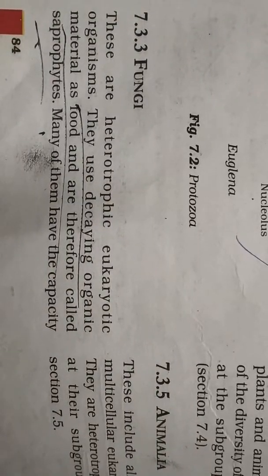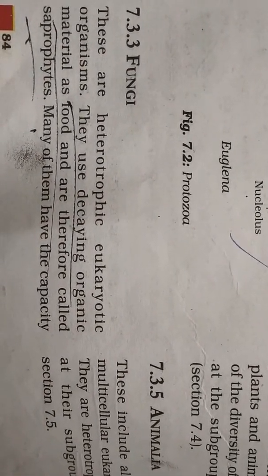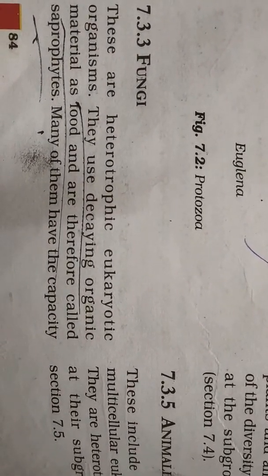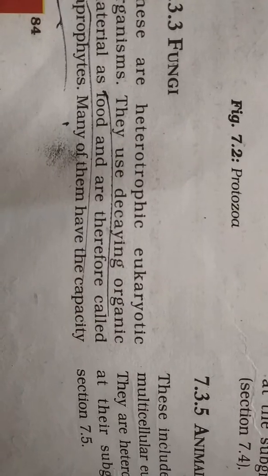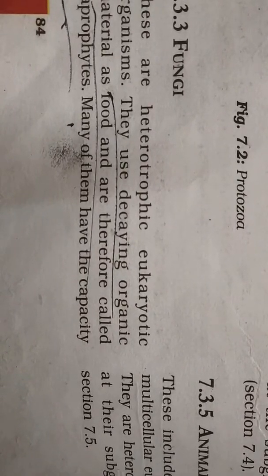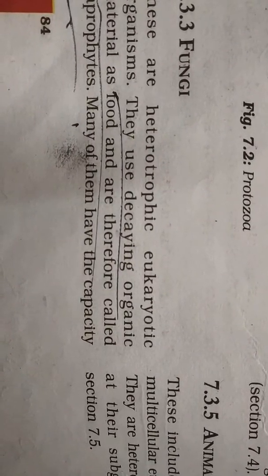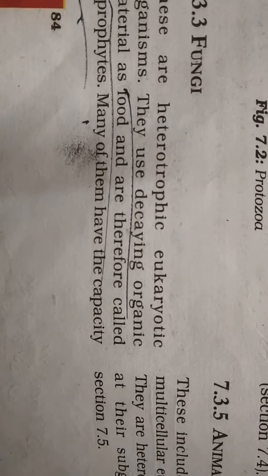If we come to fungi, they are the heterotrophic eukaryotic organisms. They use dead and decaying organic matter for their food, and thus they are also called saprophytes. And they have stages in their life. They have a cell wall of complex sugar.